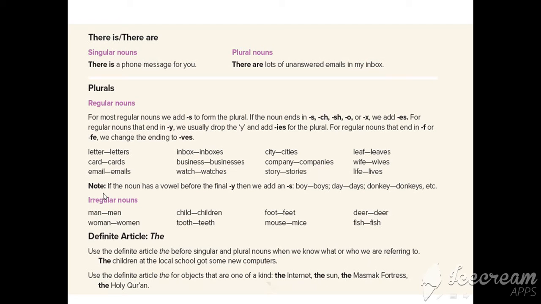There is a note here. The noun has a vowel before the final y. Like what? I'll give you an example now. Boy, boys. Here we cannot delete the letter y. We'll add only s to it. Day, days. Donkey, donkeys. We cannot delete the letter y here. We'll just add s to the plural.